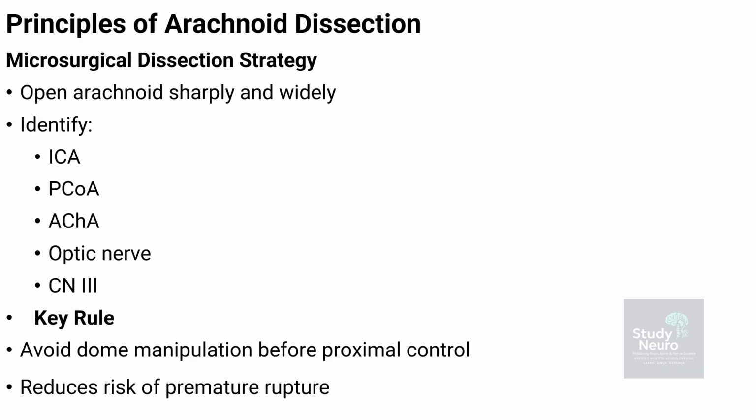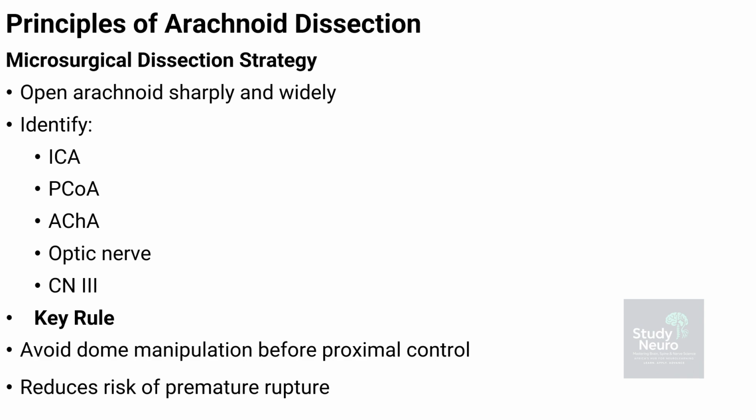Orientation is everything. A key principle during this stage is to avoid manipulating the aneurysm dome before securing proximal control of the parent artery, because premature handling can trigger rupture and sudden bleeding that quickly obscures the field and increases surgical risk. This rule is strict, always.